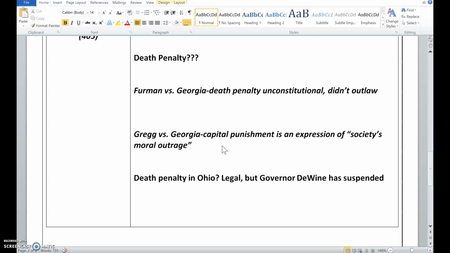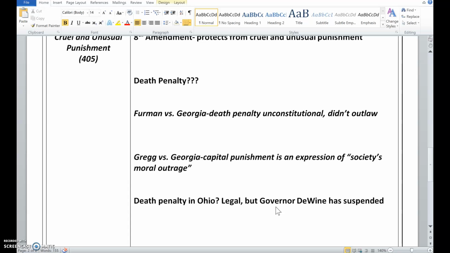Is the death penalty allowed in Ohio? It is legal, but currently Governor DeWine has suspended all of our capital punishment for the time being. His ruling was that the lethal injection goes against your Eighth Amendment right and should not be used. So until Ohio comes up with another way to carry out the death penalty, it is on hold for the time being, or until we get a new governor. So kind of interesting, and something we'll talk about in class too: does the death penalty go against your Eighth Amendment rights?